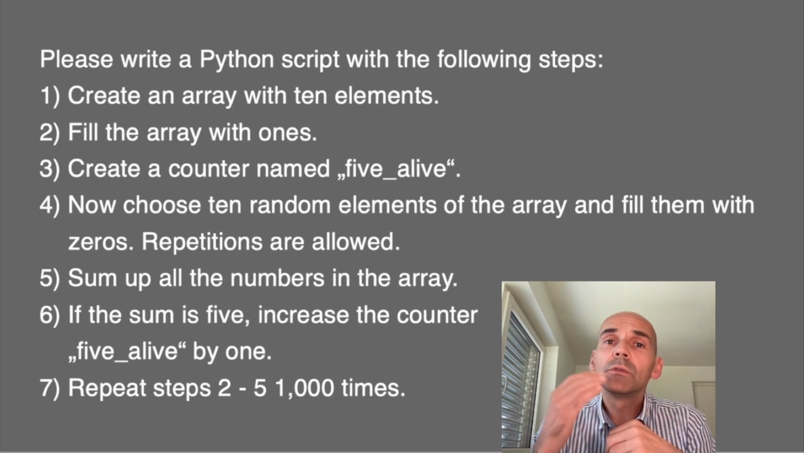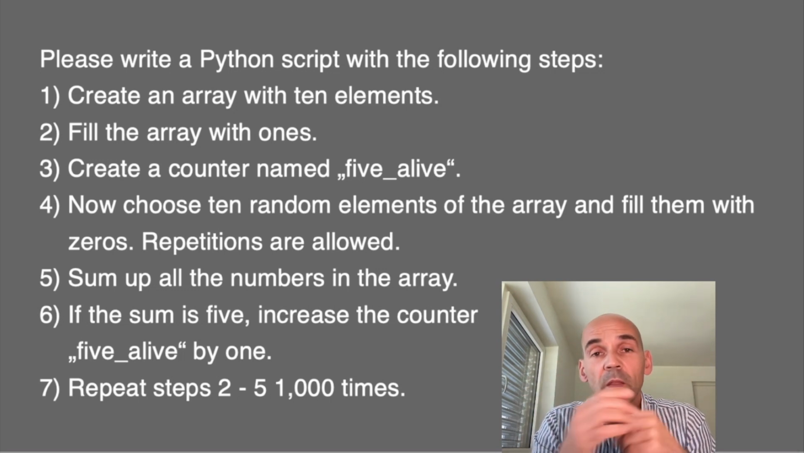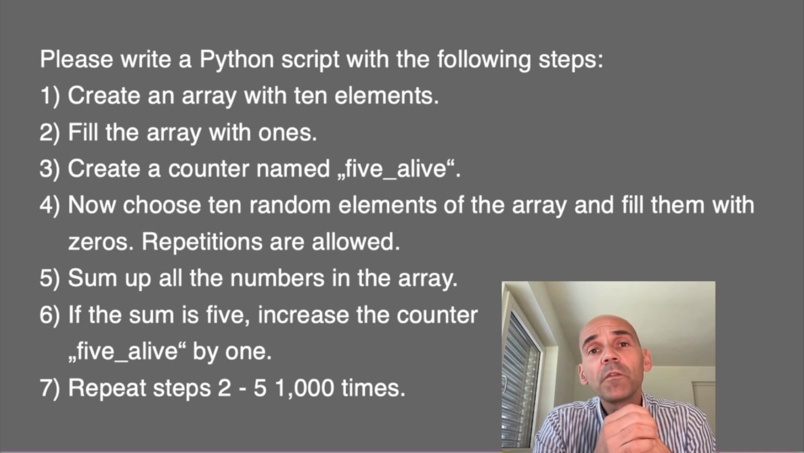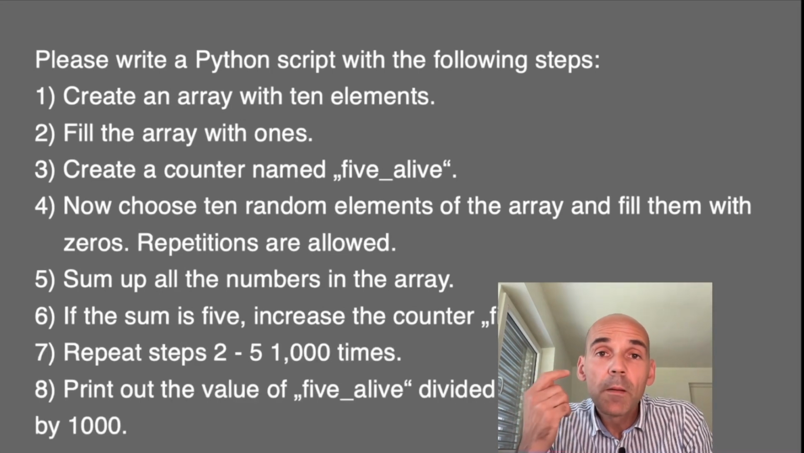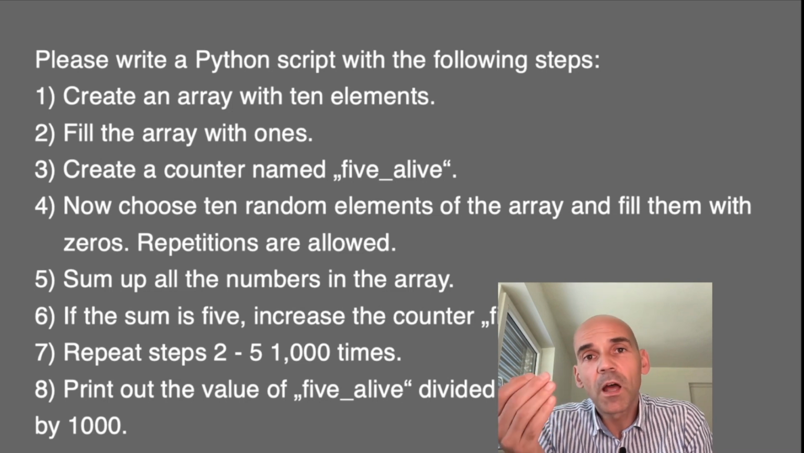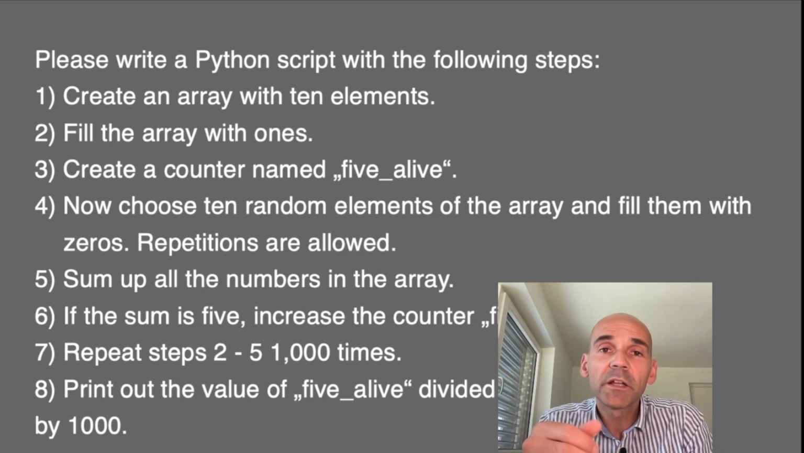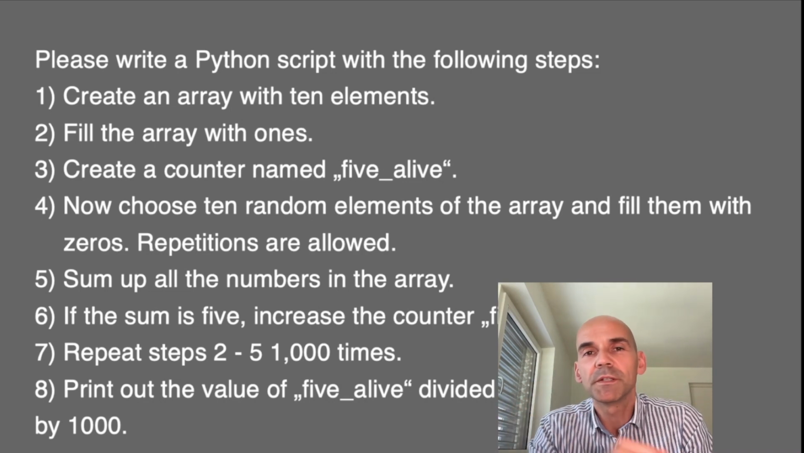Repeat the steps 2 to 5 1000 times. Now that's our loop, that's how often we want to run our simulation. Last but not least, print out the value of 5 alive divided by 1000. That's the calculation. That's the relative frequency of the event we're interested in.